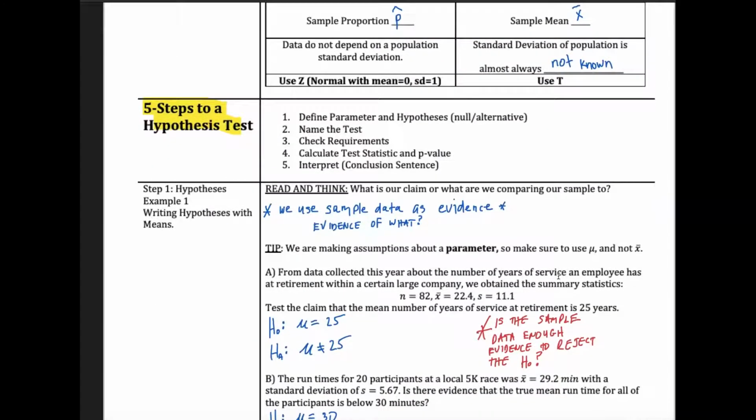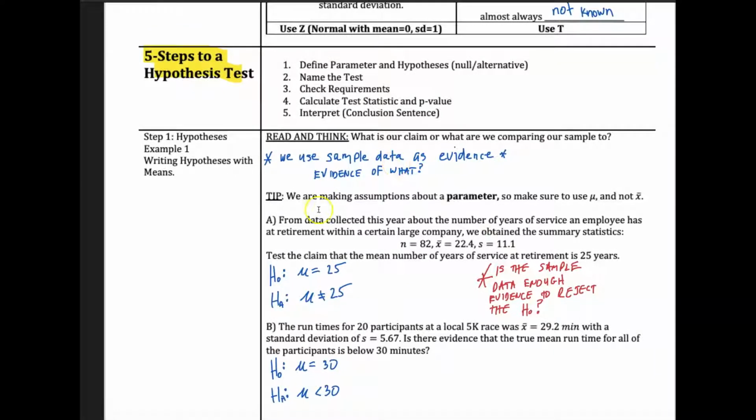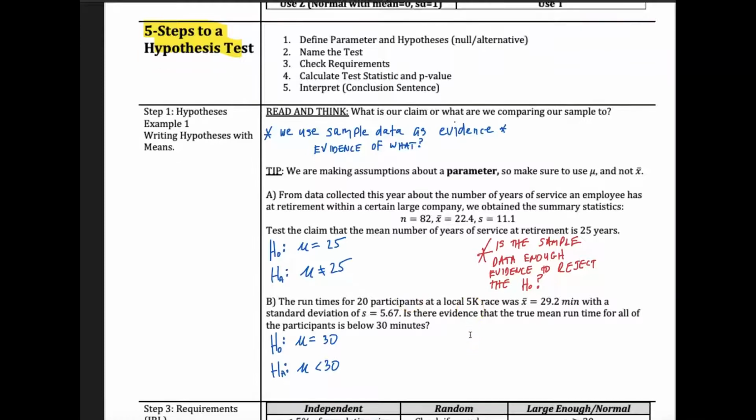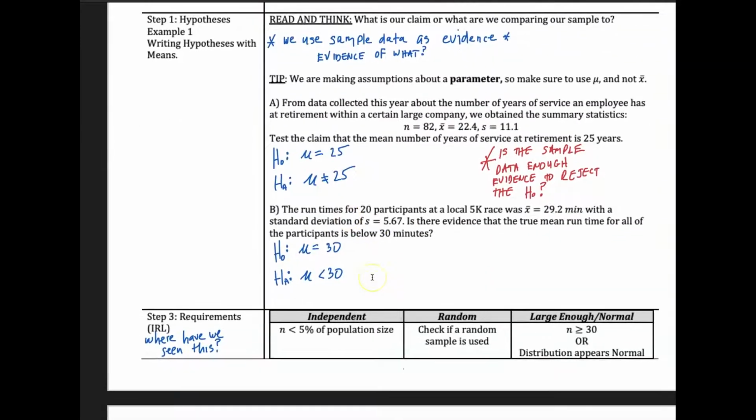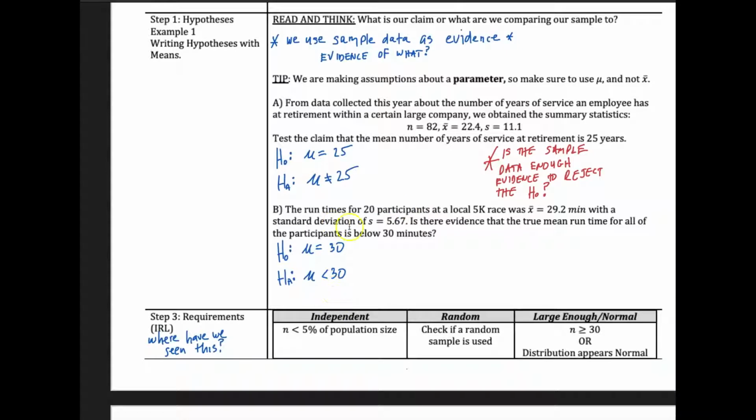The five steps we're familiar with are the same steps we follow for hypothesis testing for a proportion. And so again, we're looking at the idea of claims and hypotheses and how we test these claims. We're always thinking about what our claim is, or what we are comparing our sample to. We collect the sample data and use it as evidence, and think about what we are using it as evidence of. We'll continue to look at that question as we have these first examples of writing hypotheses for means.